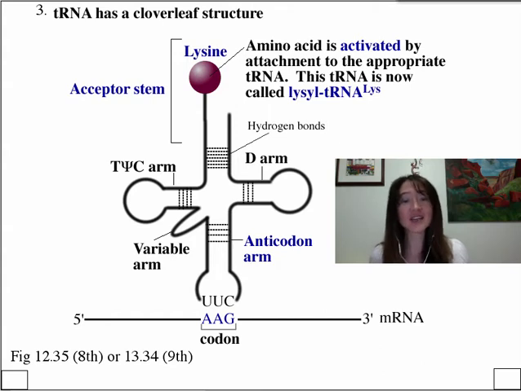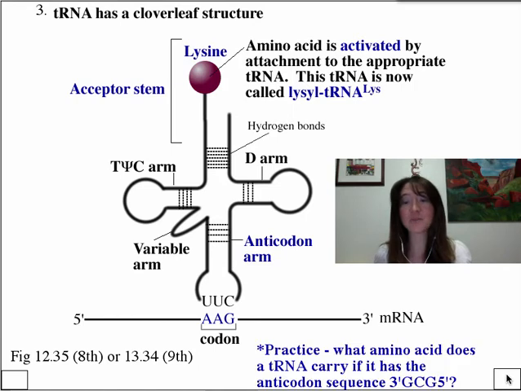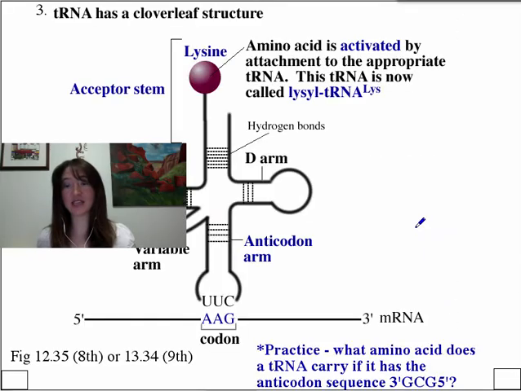So I think it's a good idea to practice just a little bit more so that we can understand how anticodons relate to codons, which then relate to the adaptation to an amino acid. So let's practice. What amino acid does the tRNA carry if it has the anticodon sequence 3' GCG 5'? I find that the best way to do this is to write this out. So you've got your acceptor stem, your anticodon arm. I'm writing an anticodon arm, and it has the sequence GCG.